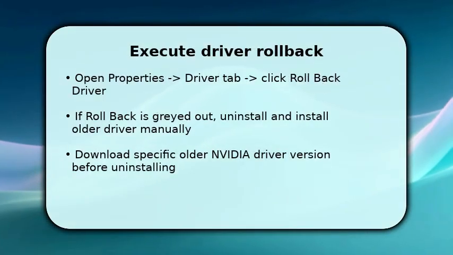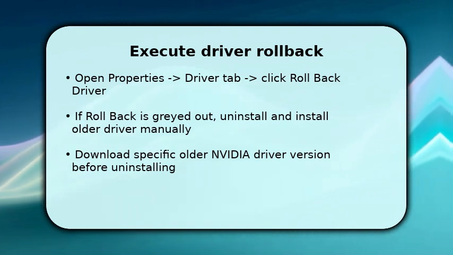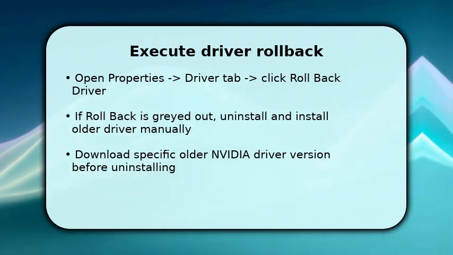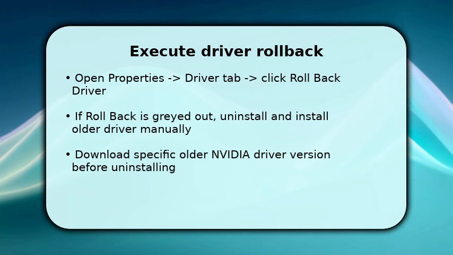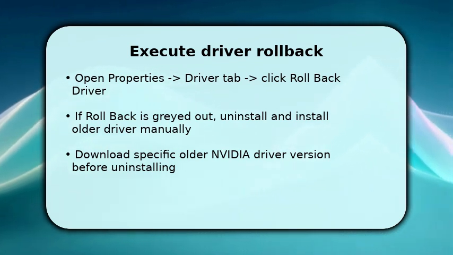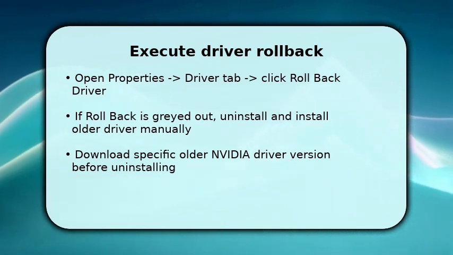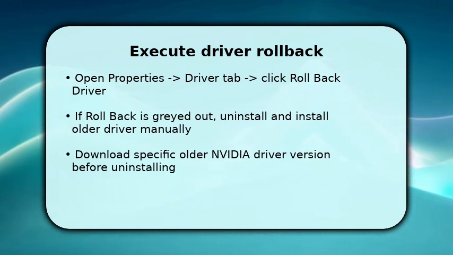In Properties, go to the Driver tab and click Rollback Driver. Windows will prompt you and explain why it removed the newer driver. If that option is grayed out, uninstall the device with the checkbox to delete driver software, then install the previously downloaded Nvidia driver version. Use the custom install and select Clean Install to remove remnants.